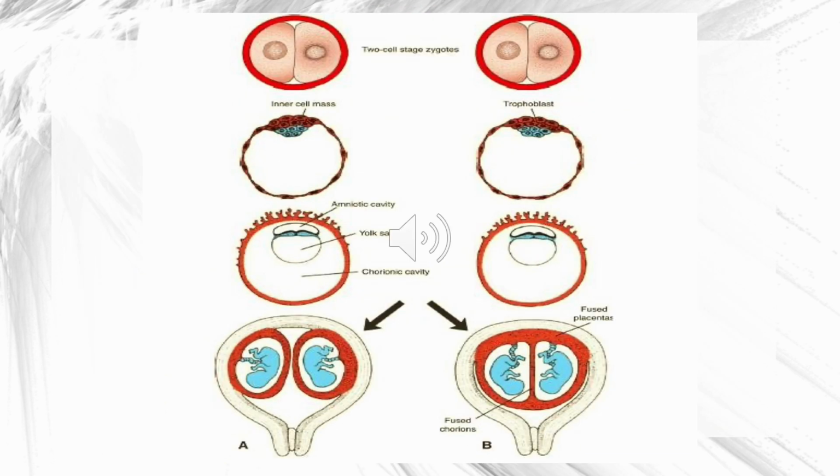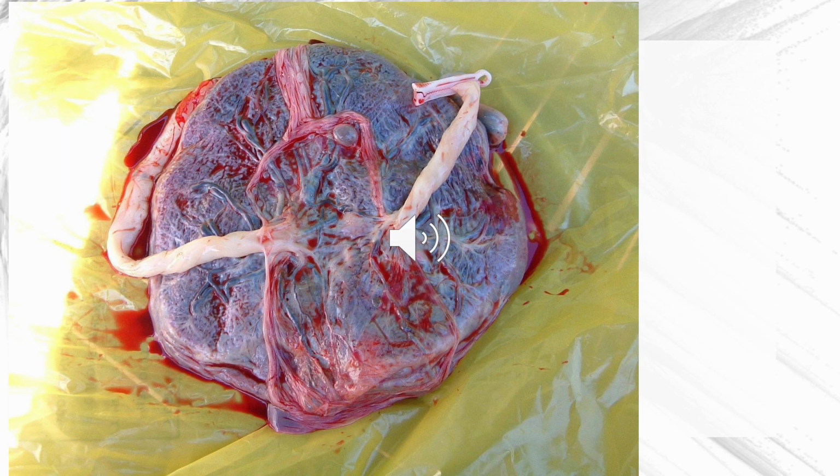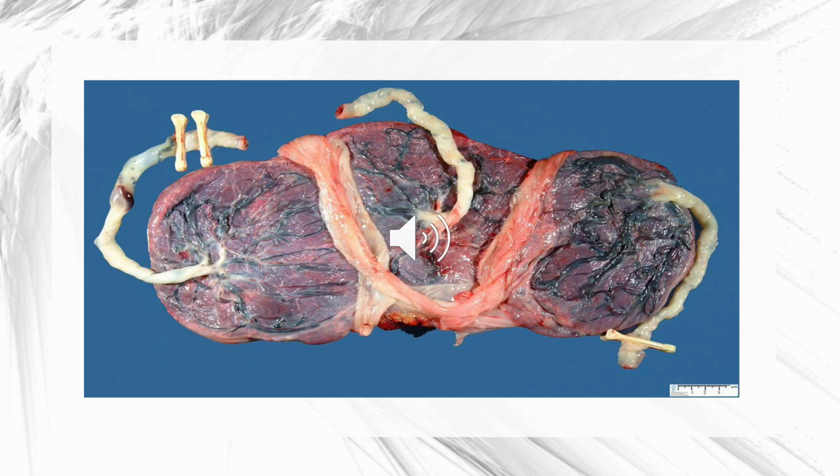Dizygotic twins, or fraternal twins, are from 2 ova fertilized by 2 different sperms, which results in 2 embryos, 2 separate placentas, 2 separate chorions and amnions, but sometimes the placentas are fused. This is a picture of the placenta of twins. This is a picture of the placenta of triplets.